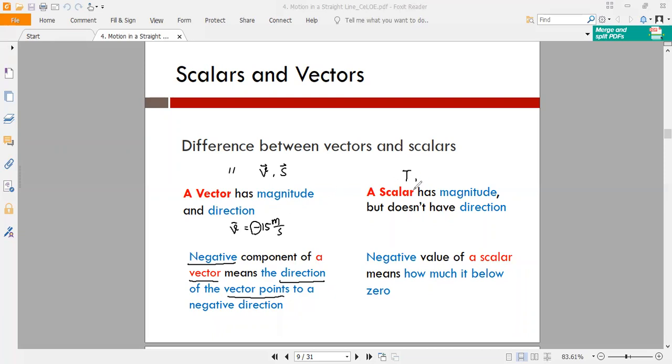And scalar, in physical quantities, it doesn't need a direction. For example, temperature. What if we have a temperature of minus 15 degrees Celsius? This minus doesn't mean direction, but the negative value of a scalar describes how much it is below zero. So the temperature is 15 degrees Celsius below zero. It's a totally different meaning, right?